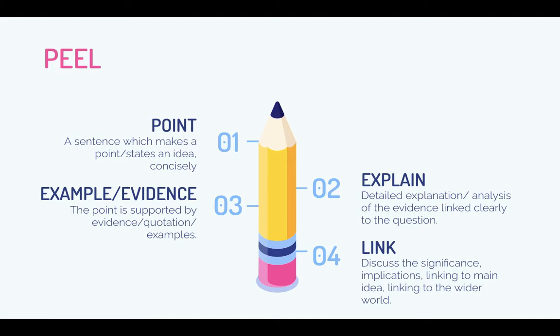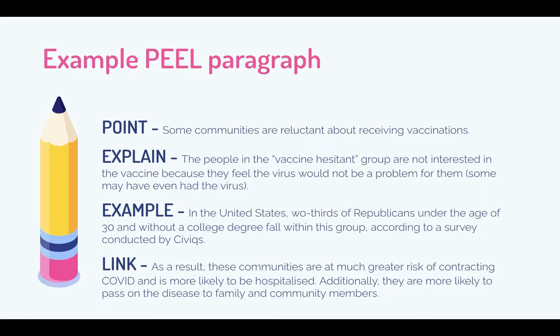So the point is a sentence which makes a point or states an idea concisely. It's kind of the introductory sentence. Explain provides a detailed explanation or analysis of the evidence, which is linked clearly to the question that you are answering. Whereas the example and evidence, the point is supported by evidence, quotation, examples. The explain and example or evidence are interchangeable. They might go in different orders sometimes. Finally, the link is where you might discuss the significance or implications or how this all relates to the wider world. It's showing that you understand why an idea matters.